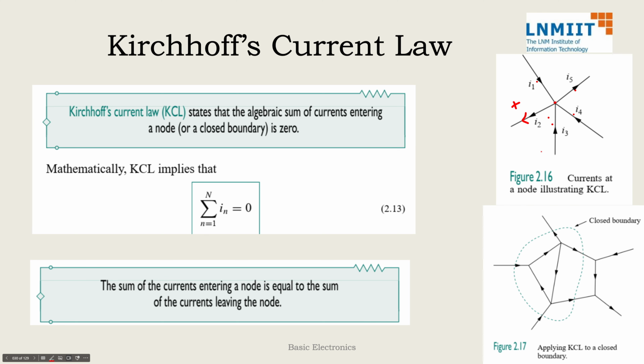And KCL is not restricted to one node. It is applicable to a surface also. Surface means the combination of multiple nodes. So now if you see in this surface, 1, 2, 3, 4 and 5 branches are intersecting. Algebraic sum of all these 5 will also be 0.